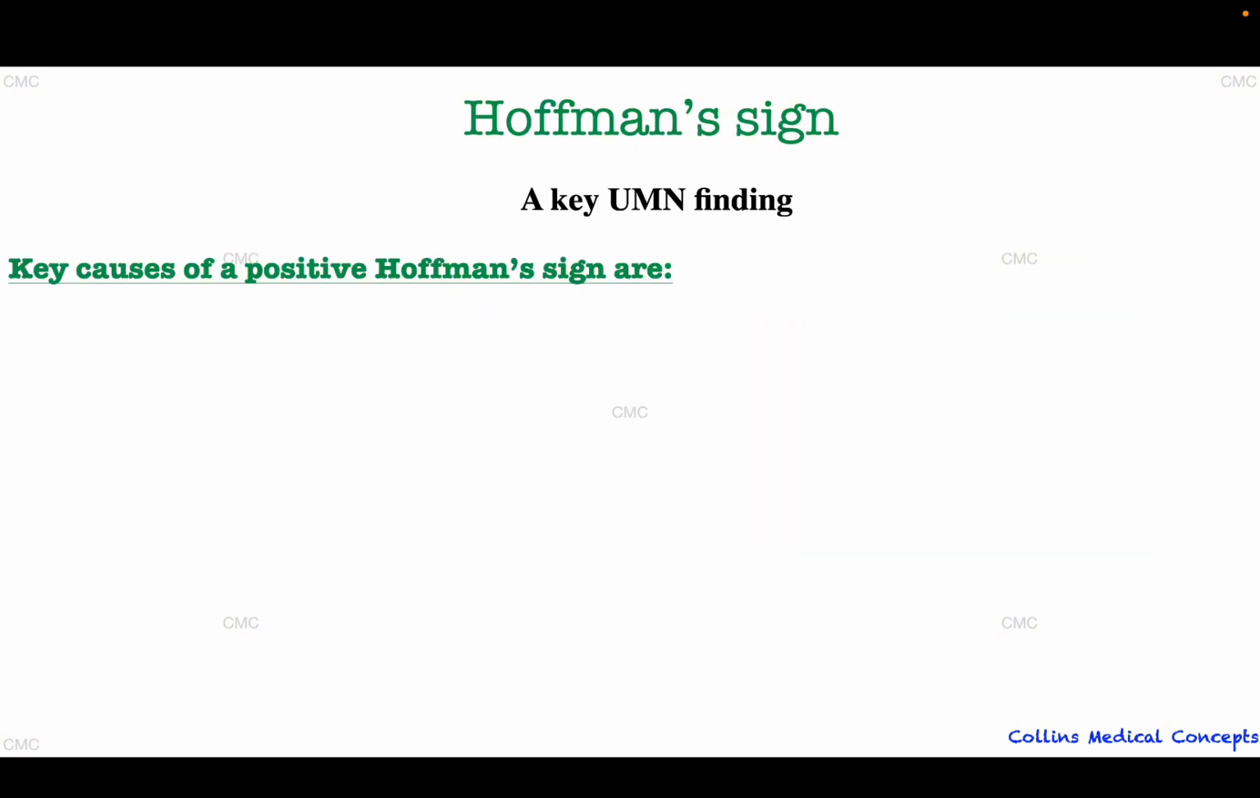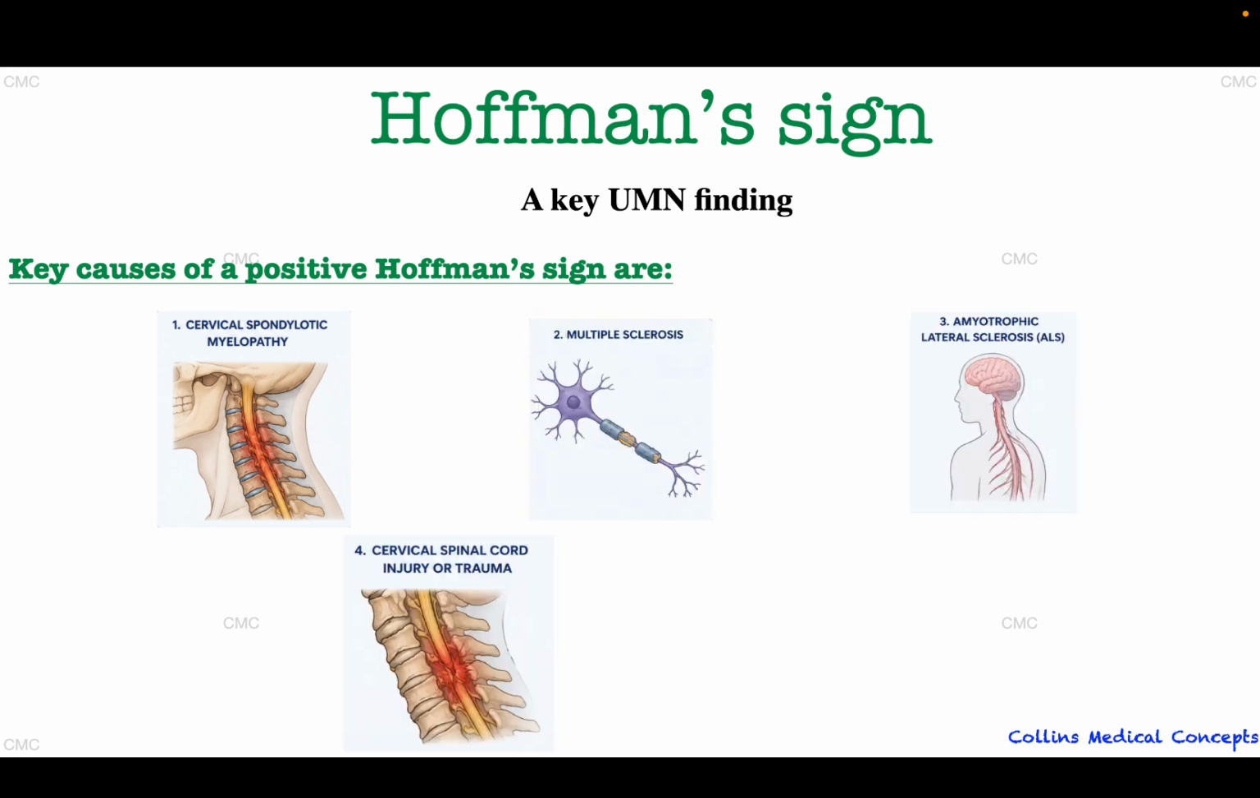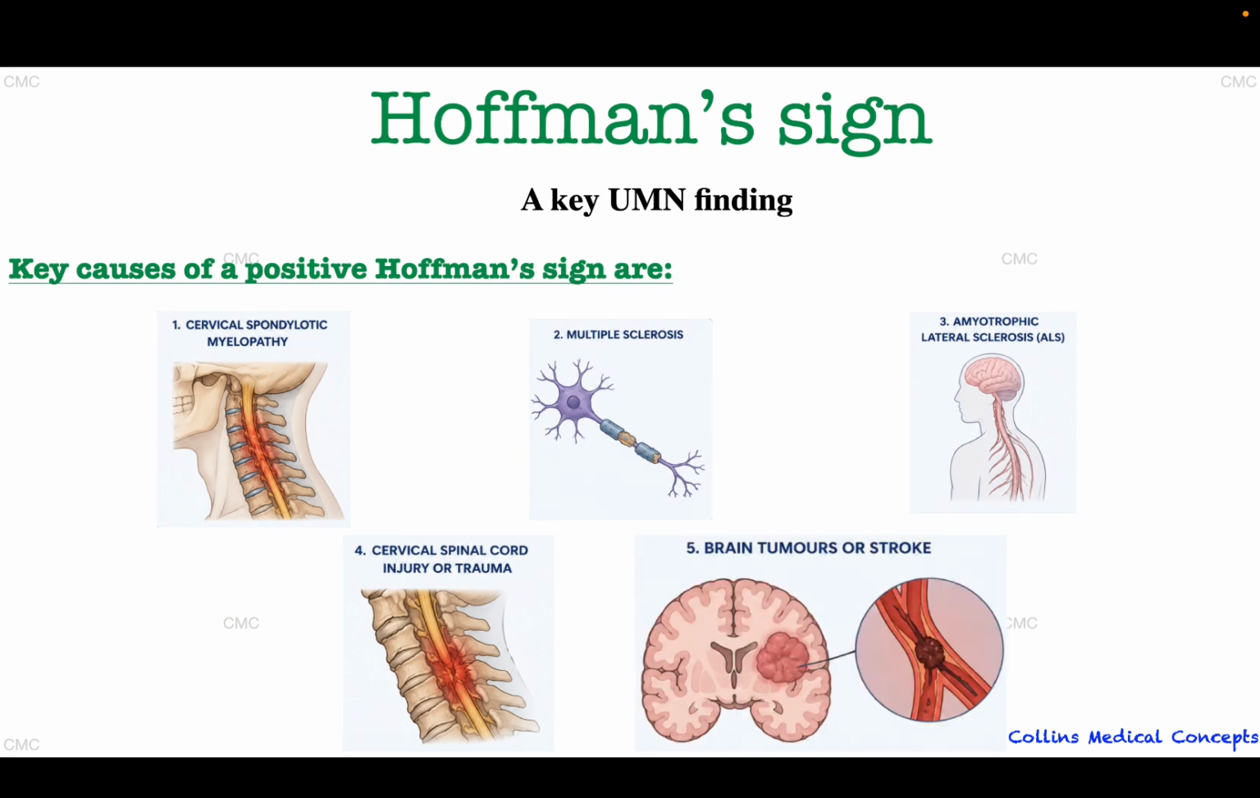Couple of key conditions that can cause a positive Hoffmann's sign include cervical myelopathy, often due to degenerative arthritis in the neck, multiple sclerosis, ALS, cervical spinal cord injury or trauma, for example after a road traffic accident, as well as brain tumors or a stroke.